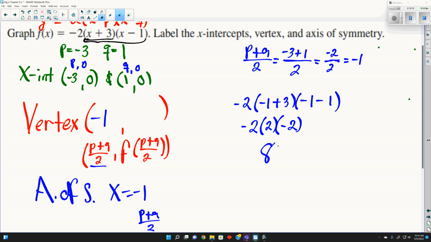I mean, that's how I would do it. But again, there's nothing wrong with doing negative 2 times 2, which is negative 4. Negative 4 times negative 2, the negative and negative make a positive 8. So that tells us the y value of the vertex is 8. And that's it. Questions on any of this here?